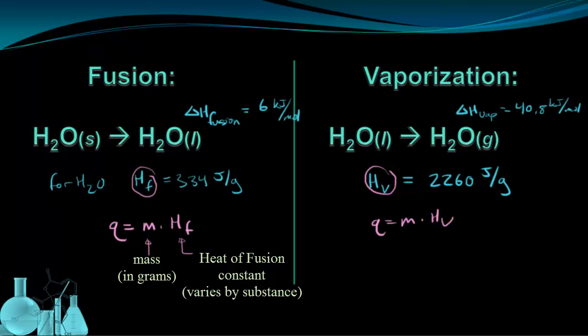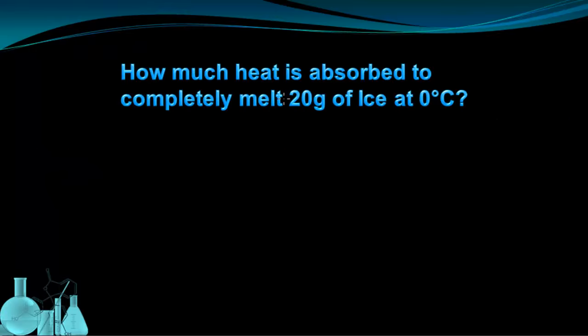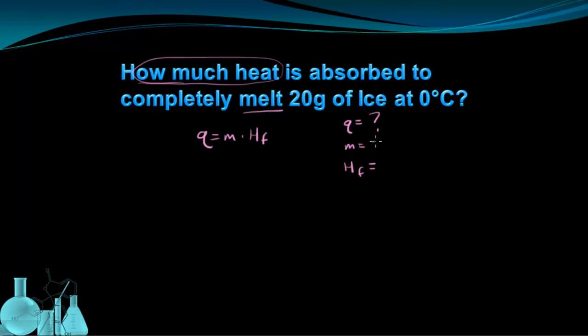Let's take a look at an example that lets us use one of these equations. This question is asking how much heat is absorbed to completely melt 20 grams of ice at 0 degrees Celsius. The key term for this example is melt. That tells us that we're dealing with heat of fusion. So we want to use the equation Q equals m, mass, times the heat of fusion. The next thing I want to do is identify my variables. It's asking how much heat, so Q remains a variable. It also gives me the mass of the sample as 20 grams of ice, and the heat of fusion value depends on the substance itself. So for ice, for water, we said is 334 joules per gram.